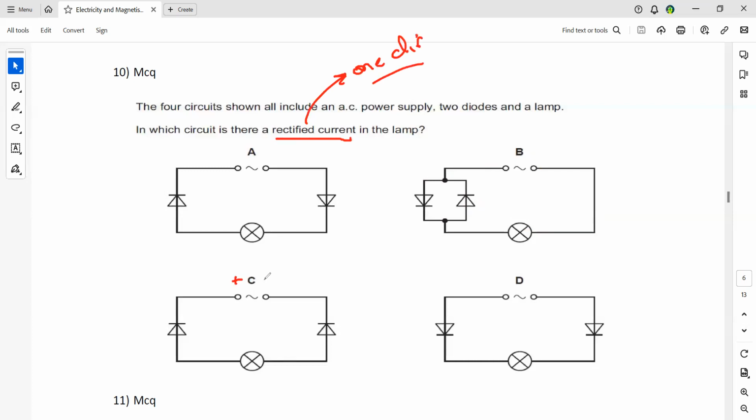Why not C? If this is positive and negative, this will block, so there is no current. And if this is positive and negative, this will also block, so there is no current. For D, if this is positive, the first diode allows, but the second will block. And with the right hand side positive and the left hand side negative, this will allow and the second will block. So in C and D, there is no complete circuit. That's why option A is the right answer for this.